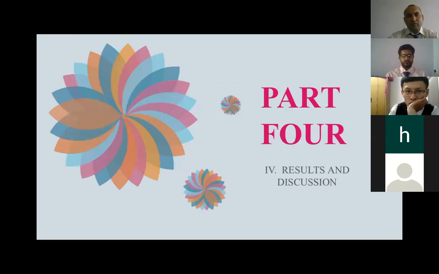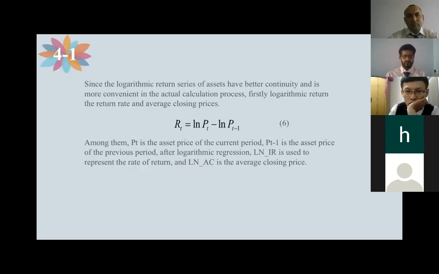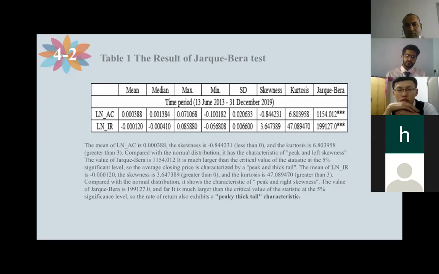The fourth part is the results and the discussion. First, we take the log return of our data and use LNIR to represent the rate of return and LNAC to represent the average closing price. First, we do the JB test. The results are shown in table 1. From the results, we know both the rate of return and the average closing price are not normally distributed, and they both have the characteristic of a peaked, fat tail.